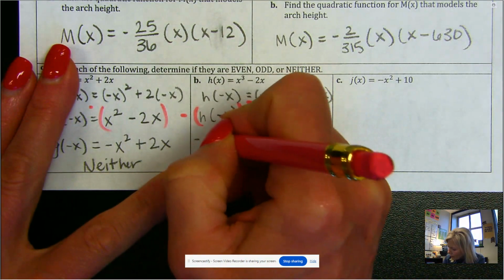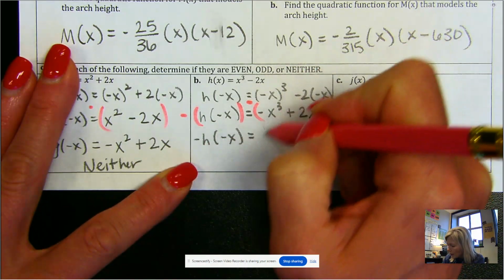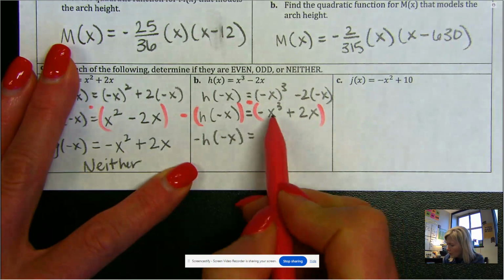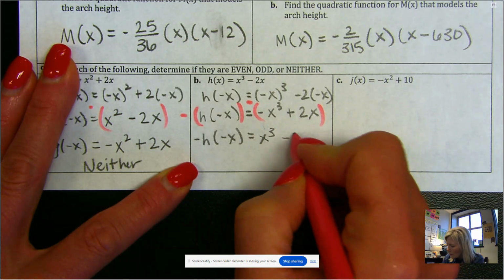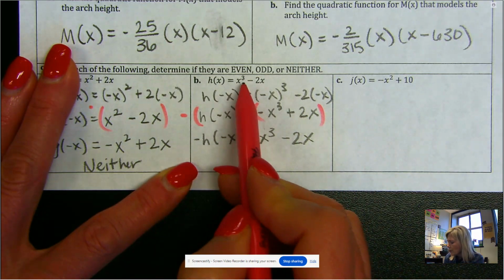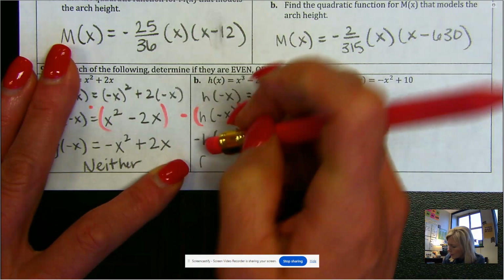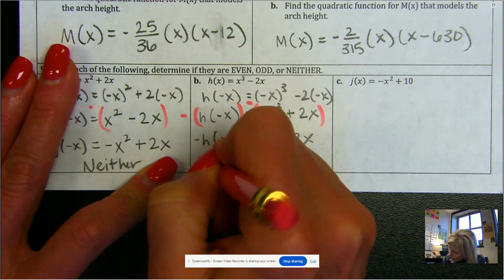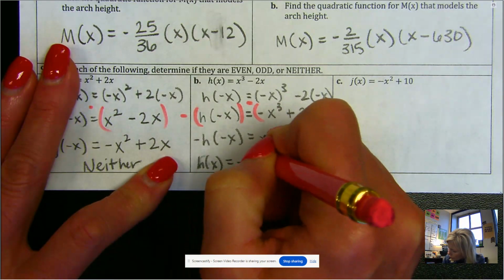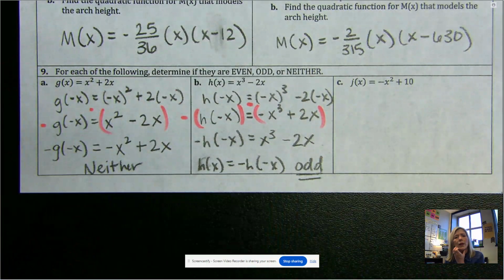And so we have negative h of negative x, and then distribute this negative. So that just changes the signs. So this becomes positive x to the third and minus 2x. Now, this is what we started with. And so I can say, oh, h of x, not f of x. h of x is equal to negative h of negative x, and so it is odd. All right. And then finally, j of x.